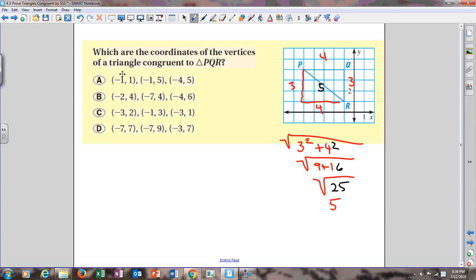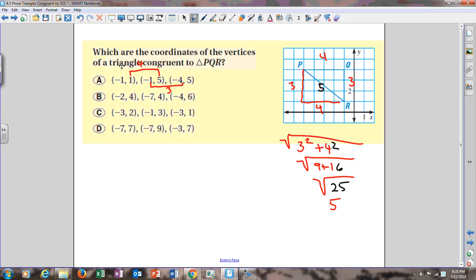Here for A, this one does not move. It stays exactly the same. So that's 4. The x value stayed the same, the y changed. That's 4. This part here, the y value stayed the same. The x values changed by 3.